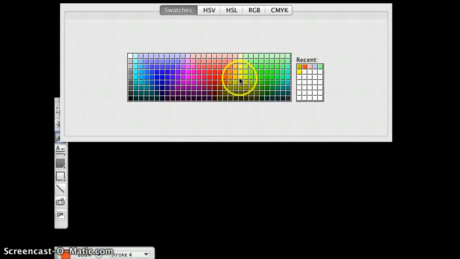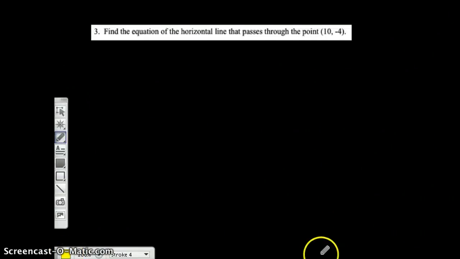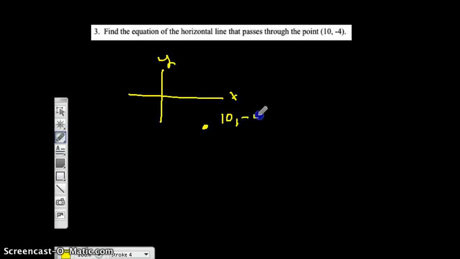All right, let's look at another problem here. Find the equation of the horizontal line that passes through 10, negative 4. That's a very interesting question. So here's my coordinate plane. Of course, here's my x and here's my y, right? So where is 10, negative 4 at? 10, negative 4 is right over here.